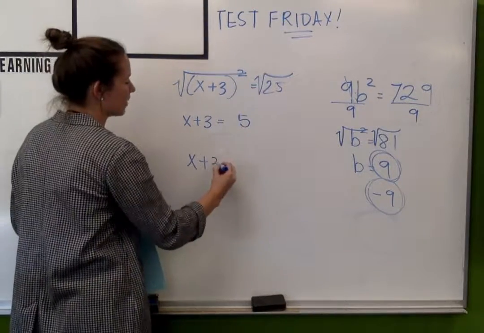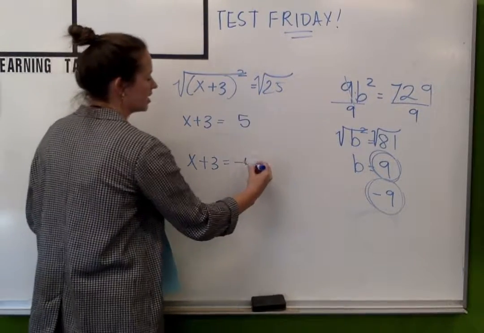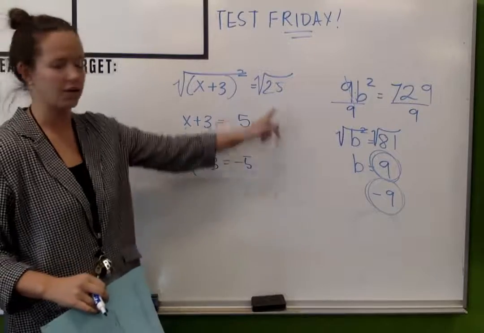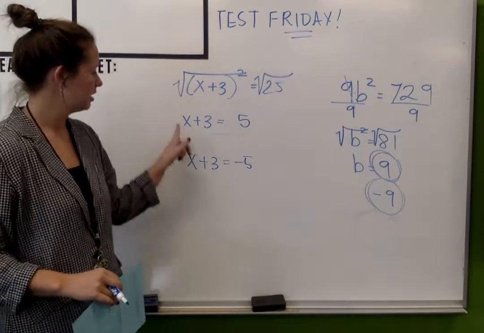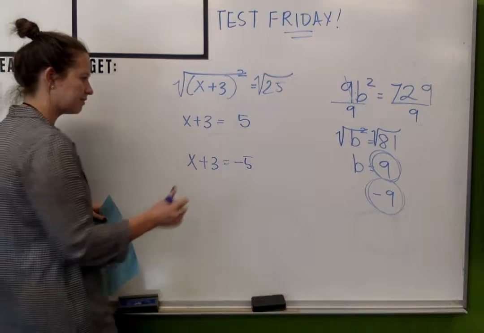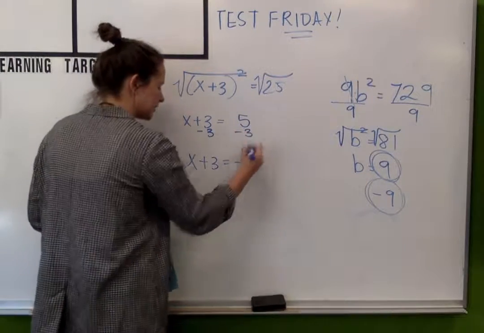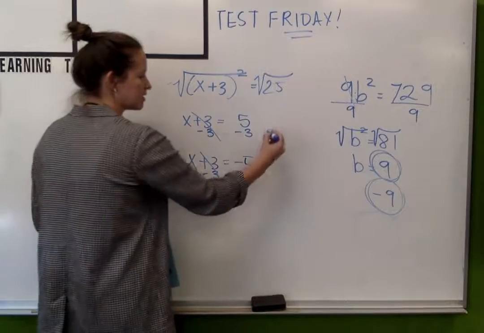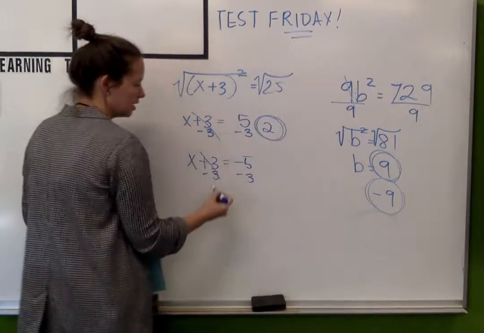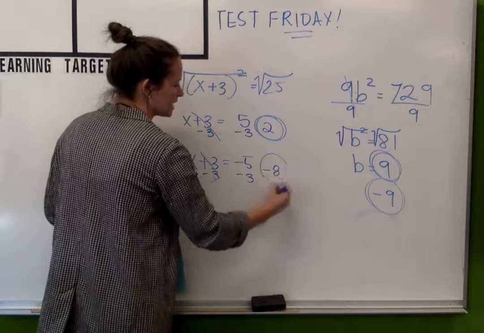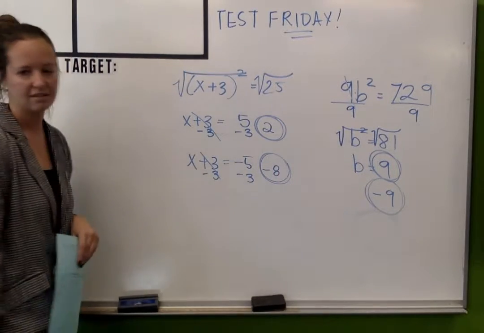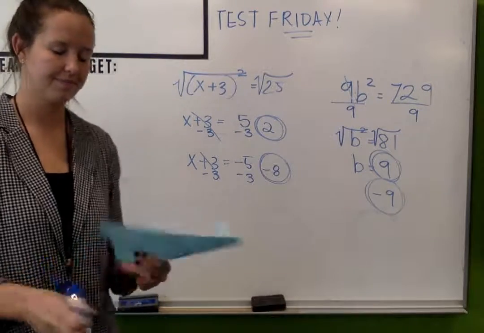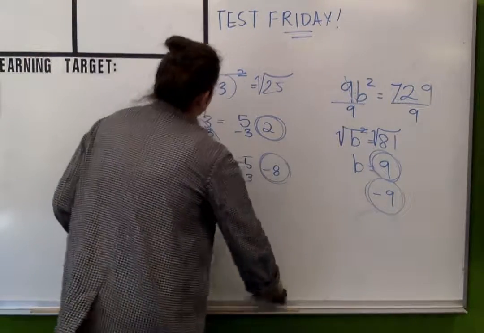So this is where you get another equation, x plus 3 again, but this time equals negative 5. You have to set up 2 equations for this because you always get a positive and a negative. Now solve for x. Get x by itself. So you'll minus 3 from both sides. So you're left with just x equals 5 minus 3, which is 2. And negative 5 minus 3, which is negative 8. That's how you get those 2 answers for 1, 2, and 3. Okay.